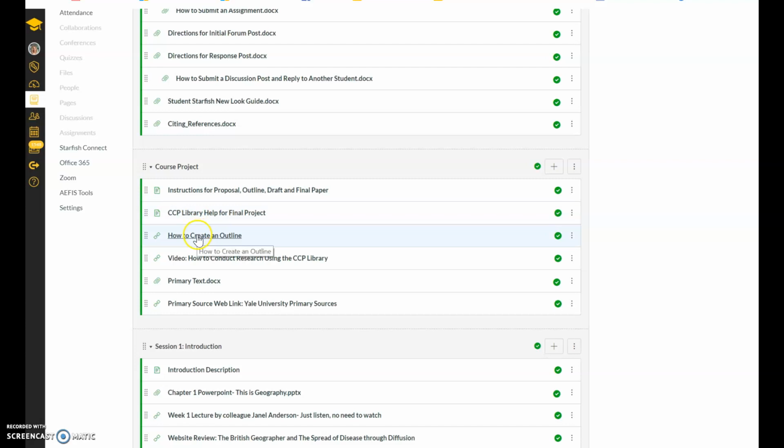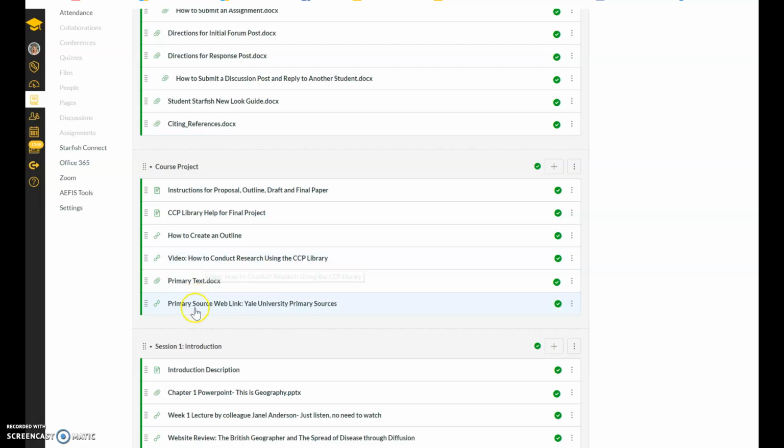Here's how you create an outline. That's not due yet, but eventually it'll be due. Here is a video on how to conduct research. For your paper proposal, you're going to have to conduct a little bit of research to start out, just so that you understand what you're getting yourself into with the topic that you choose. So it's really important for you. You could watch that video if you're not sure how to get into the database system of CCP from off campus.